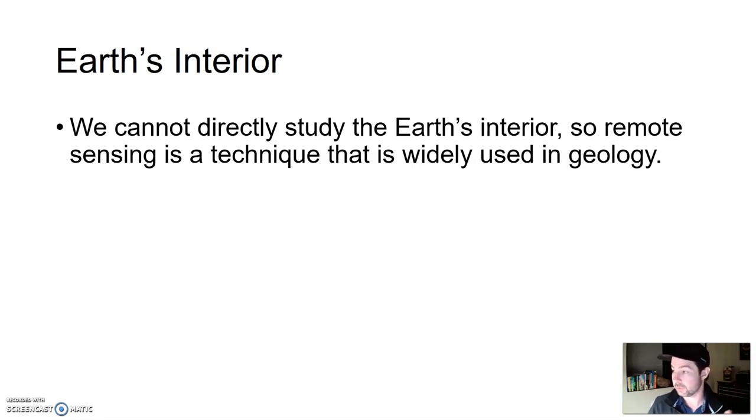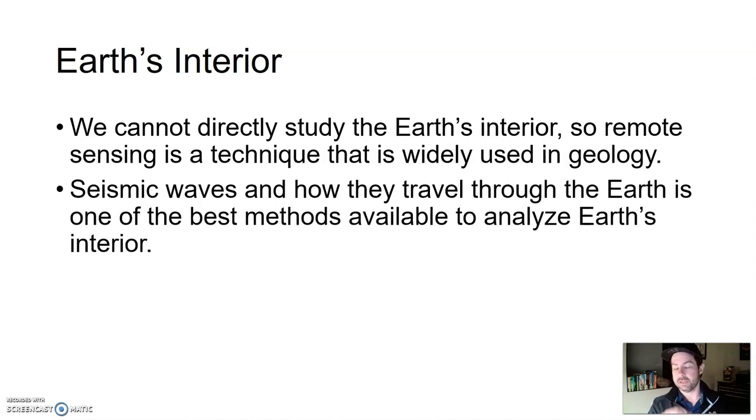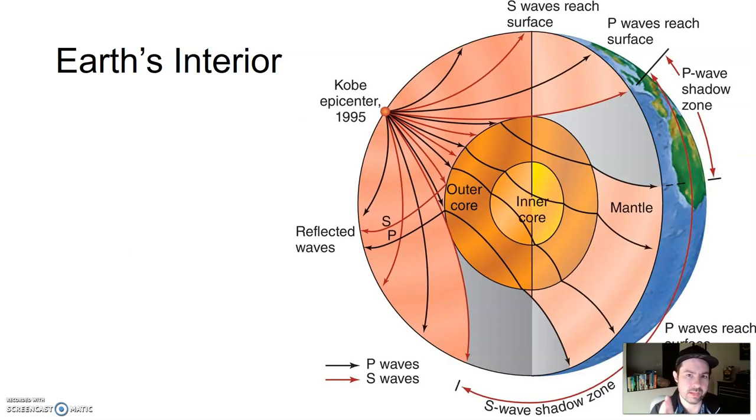a number of different things, construction. So we had to have some way of figuring out what's in there, but not being able to look. We can't see. So we had to use remote sensing. So we have to use those seismic waves. Seismic waves and how they travel through the Earth is one of the best methods available to analyze the Earth's interior. Remember what I was talking about with P waves and S waves? P waves travel through both solid and liquid, where S waves only travel through the solid portions of the Earth. Well, that's kind of what helped us figure out what's inside the Earth.